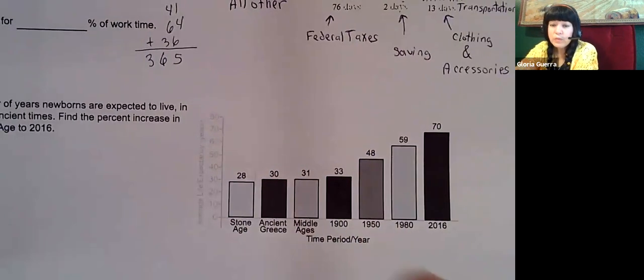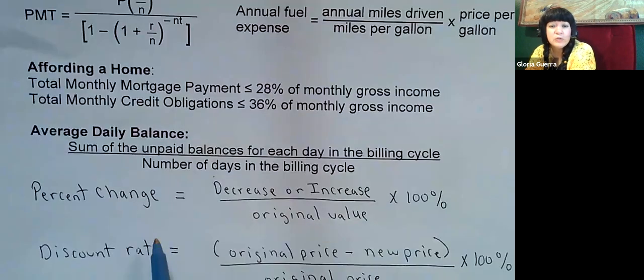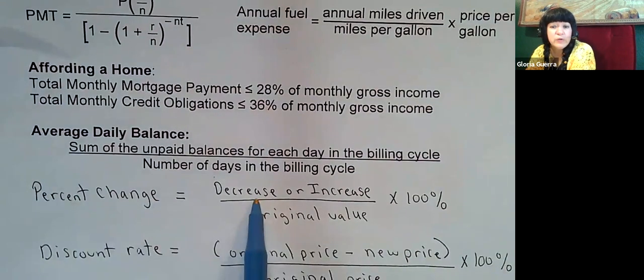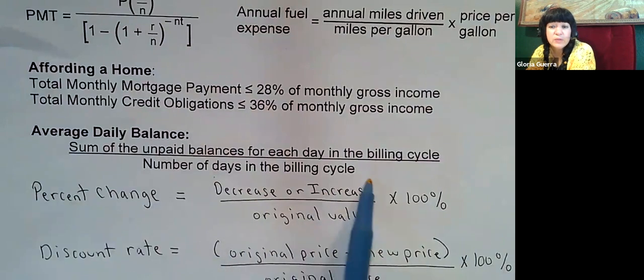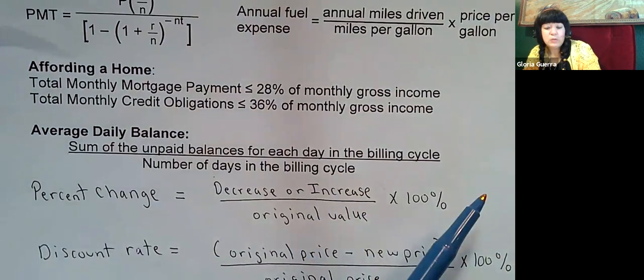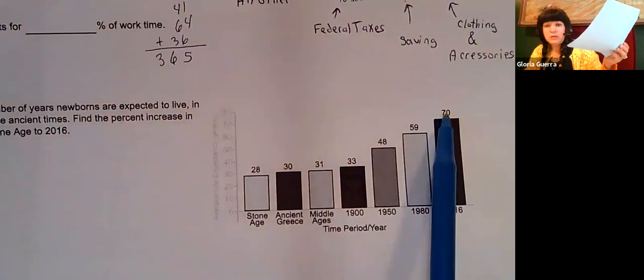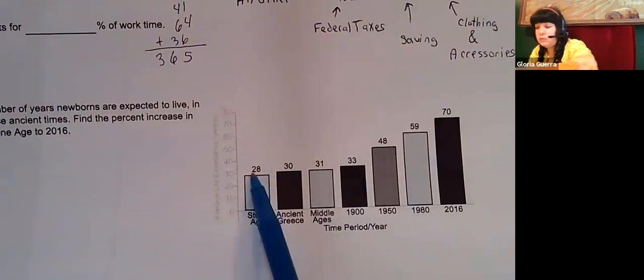Okay, so that revolves around this formula, percent change. The percent change, either you're going to have a decrease or an increase. This one was an increase divided by the original value times 100. And then on the increase, we'll do a subtraction. To find the increase, I'll subtract those numbers that we saw here: this 2016 number, which was 70, minus the Stone Age number, which was 28.